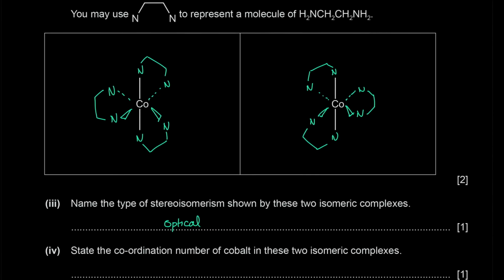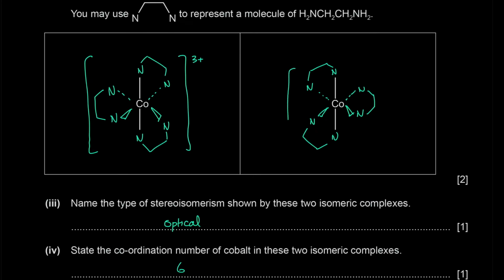The coordination number of cobalt in these two isomeric complexes is 6. The coordination number is simply the number of dative bonds made to the central metal ion over here. It's obviously good to write down the charge of the complex ion here as well. So we have these two 3+ complex ions.